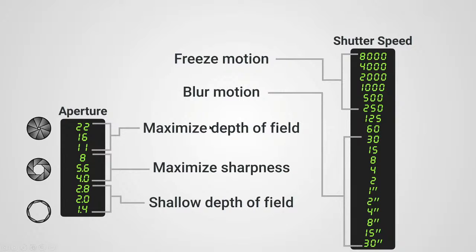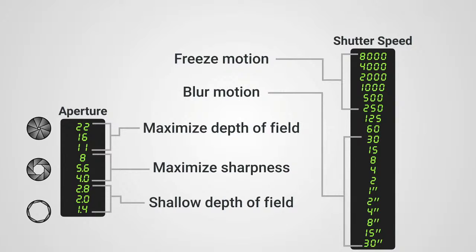Now, the second, your subject is stationary. Then do you want a maximum depth of field? Do you want a maximum sharpness? Do you want a shallow depth of field? So F11 to F22 will give you maximum depth of field. F4 to F8 will give you maximum sharpness, and F1.4 to F2.8 will give you a shallow depth. So you decide on these criteria and then you go for that particular thing.